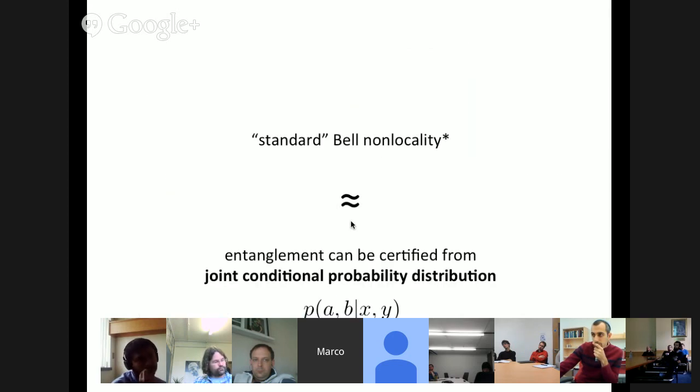So in this case, entanglement can still be certified using exactly Bell non-locality. And it can be certified not on the reconstruction of the full state, but just on the joint conditional probability that relates the choice of inputs and the outcomes, the choice of measurements and the outcome of the measurement.